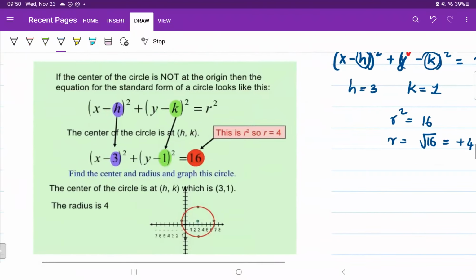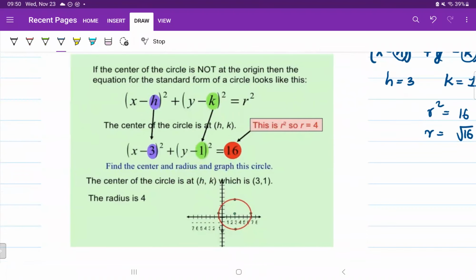Okay, so same thing here in this figure, just as a repeat. So here we have a circle where the center is not at the origin, and the standard form of the circle equation is used here. So as I said before, you compare term by term. Here h is 3, here our k is 1, and then we have r squared as 16. So the center here is 3 comma 1, and the radius is 4, and you can see it in the figure here.